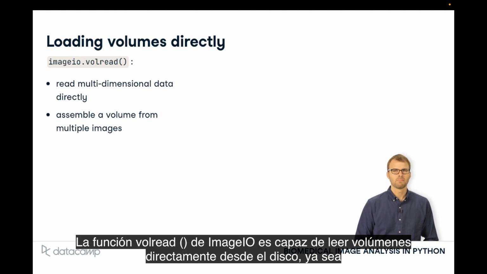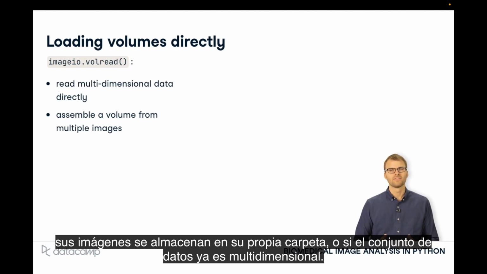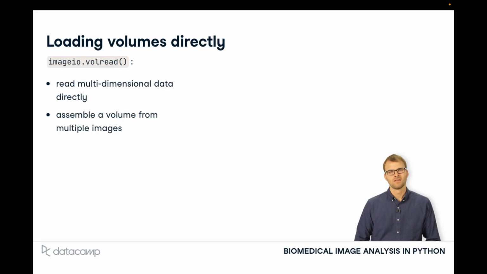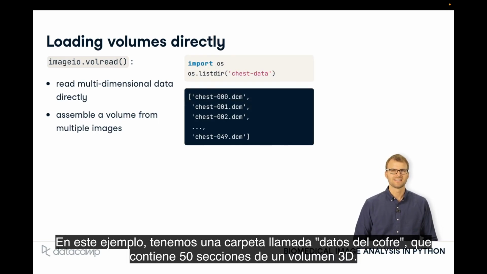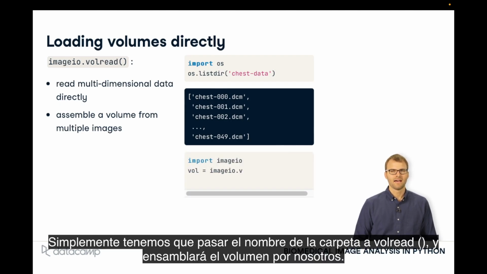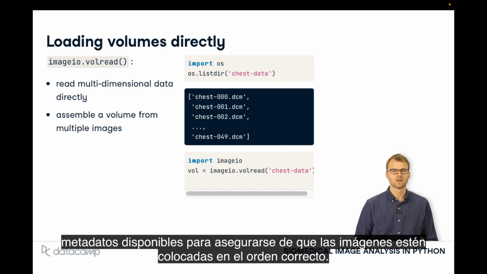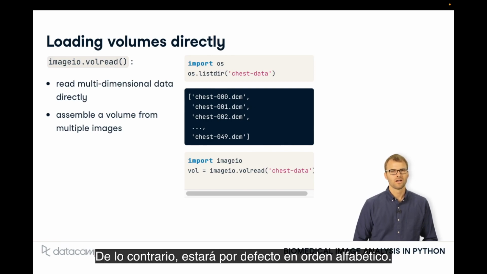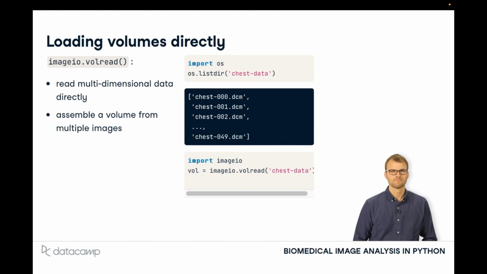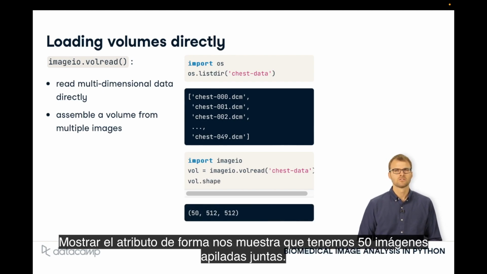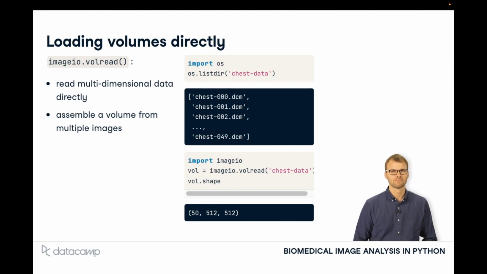ImageIO's volread function is capable of reading volumes directly from disk, whether your images are stored in their own folder or if the dataset is already multidimensional. In this example, we have a folder named chest-data, which contains 50 slices of a 3D volume. We simply have to pass the folder name to volread, and it will assemble the volume for us. Since these are DICOM images, the function actually checks the available metadata to make sure that the images are placed in the correct order. Otherwise, it will default to alphabetical order. Displaying the shape attribute shows us that we have 50 images stacked together.